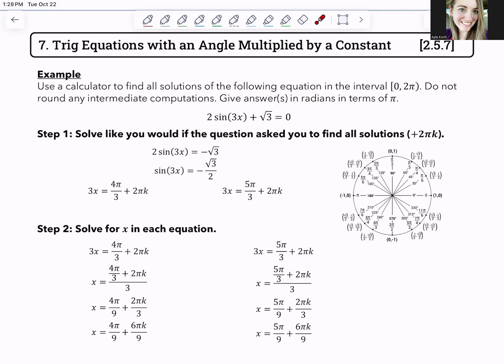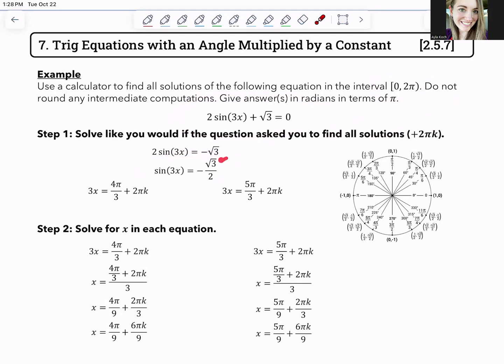Now, with a problem like this, you start the problem off very similarly to the way you would start it if it were asking for all solutions, not just the 0 to 2 pi solutions. So that part where you add the 2 pi k on. And I'll tell you why in just a moment. So first, start to solve this just like normal, right? Add or subtract the negative square root, subtract the square root 3, divide by 2. You end up with sine of 3x is equal to negative square root 3 over 2.